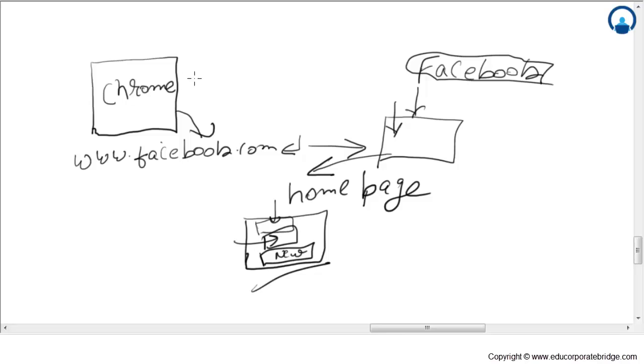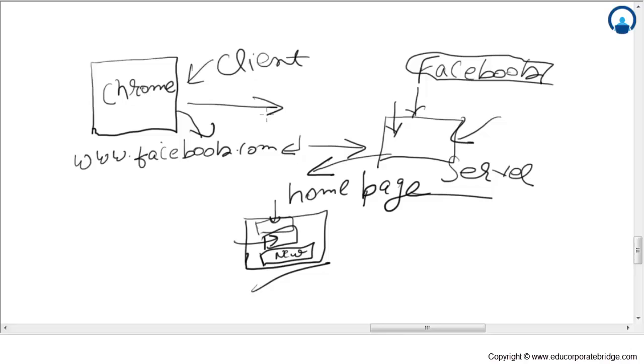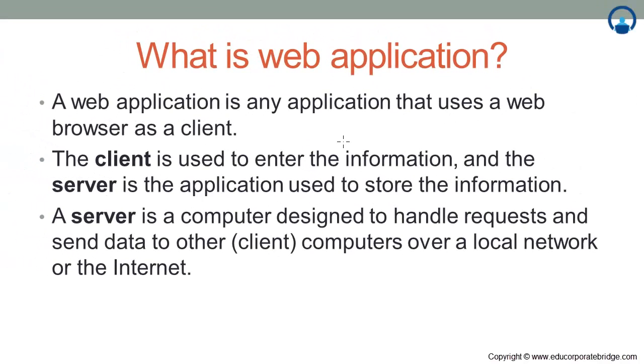So this is what a client is, and this is what a server is. The main function of the server is to handle the request sent by the client. In this case, our request was that we wanted to go to facebook.com, and when we made this request, it went to the Facebook servers, and in turn the Facebook servers gave us back that page. So you can see here, a server is a computer designed to handle requests and send data to other client computers over a local network or the internet. So a server is basically designed to handle requests.